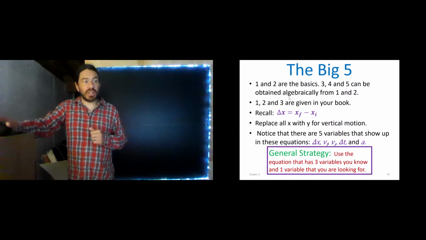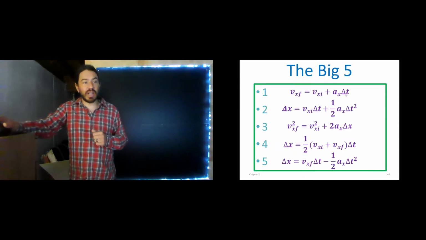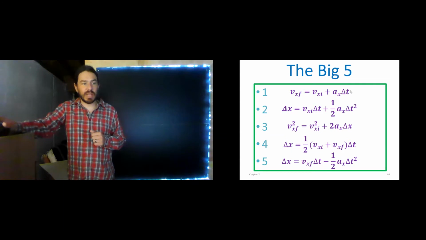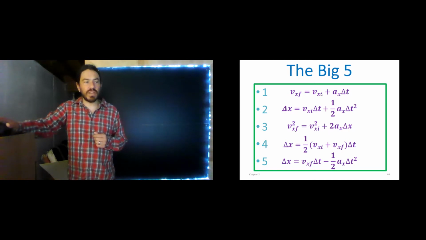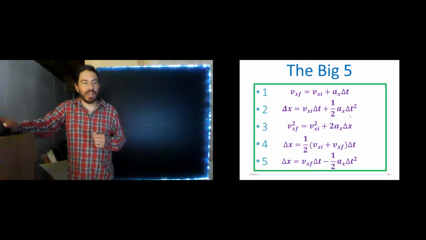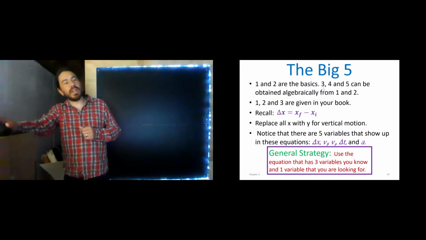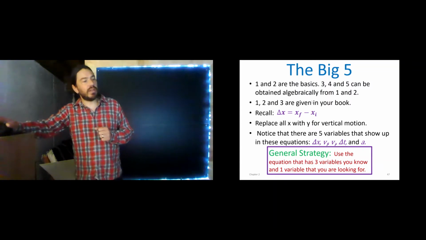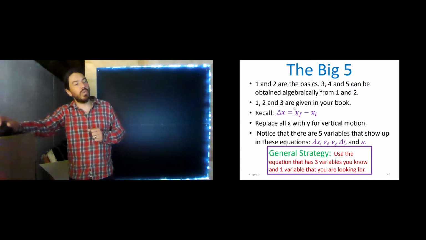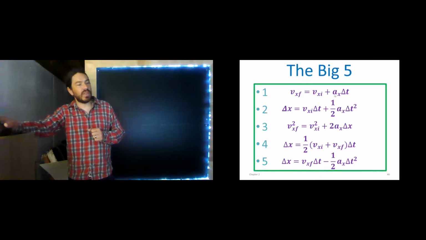Of these 5 equations, 1 and 2 are the basics. You'll see those in every single physics textbook. Now, you'll notice that equation number 3 does not have t in there. I'm not going to necessarily ask you to do this, but were you to solve this equation for t and plug it in down here, you could arrive at equation number 3. And indeed, 1 and 2 are the basics; 3, 4, and 5 can be obtained algebraically from 1 and 2. 1, 2, and 3 are given in your book. Every physics book everywhere gives you the first 2, and most introductory treatments give you the first 3.